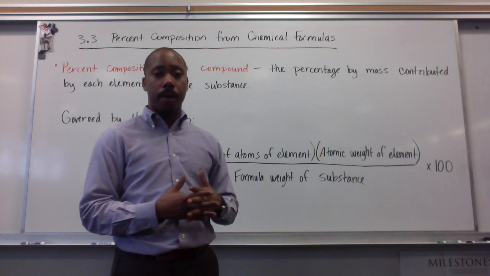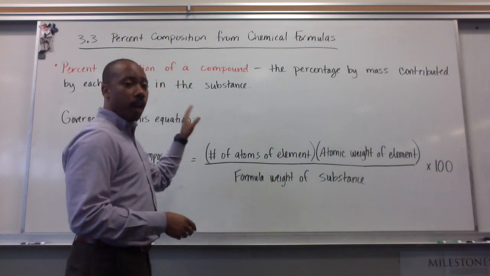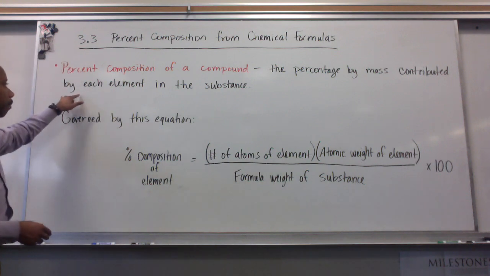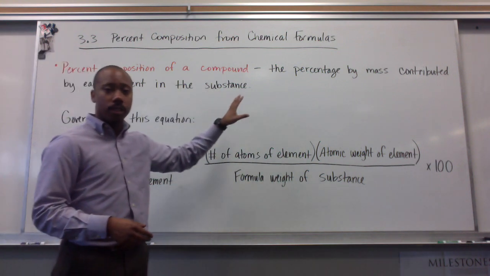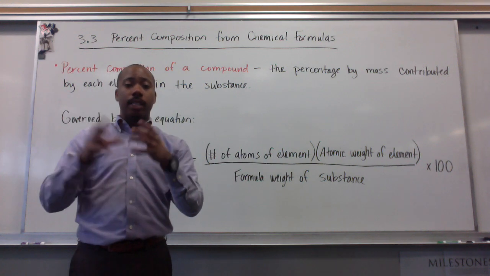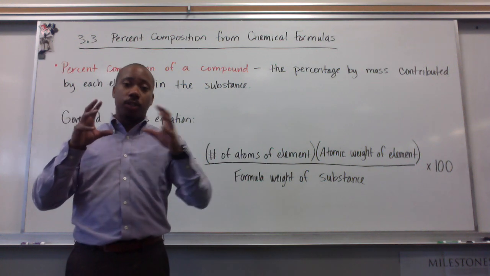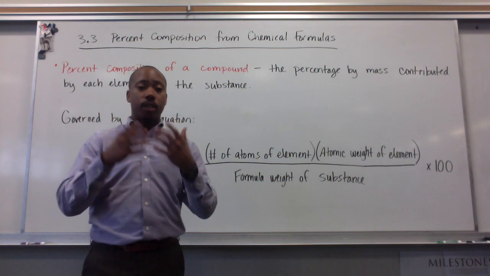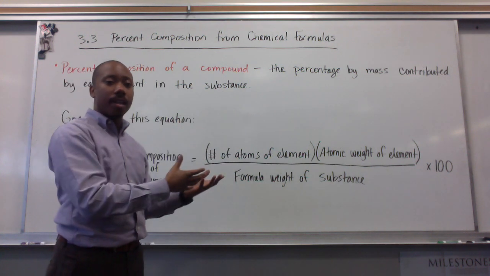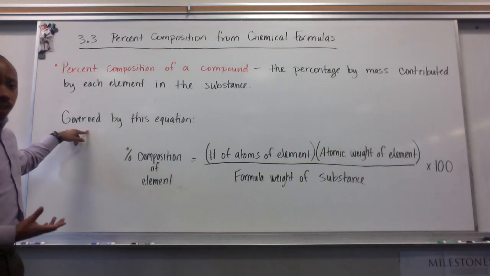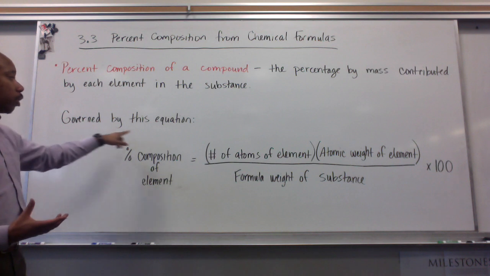Now, the percent composition of a compound is the percentage by mass contributed by each element in the substance. So we know that a compound is composed of different elements. The amount of mass that each element contributes to the overall mass of the compound is known as its percent composition by mass. We can find the percent composition for a given element by using this equation.